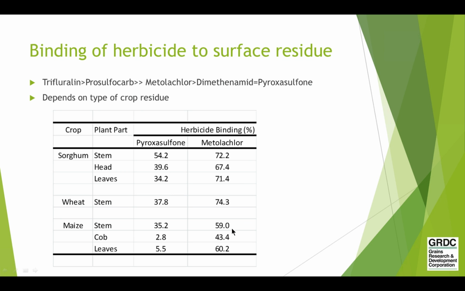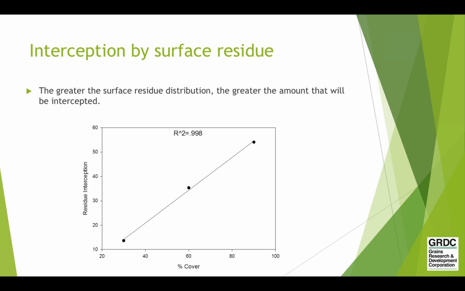And in fact, when we looked at the stem, cobs, and leaves of maize, it's about the same between stem and leaves. But it does show that both of these herbicides can bind to the residue if you just put it on there and see how easily it's washed off.